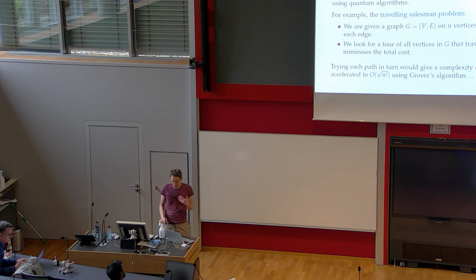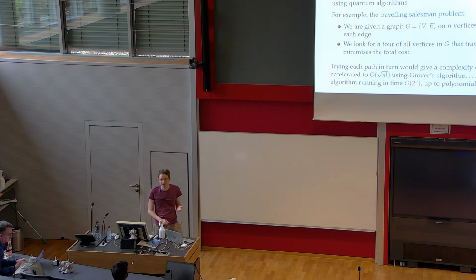And we could use Grover's algorithm to search over those to find the minimum cost tour going from beginning to end and back again. This would give us a square root of n factorial complexity. But it turns out that there's a classical algorithm that runs in time 2 to the n, up to some lower order terms. This is much better than n factorial, and also much better than square root of n factorial. So the quantum algorithm doesn't even compete with this known classical algorithm at this point.